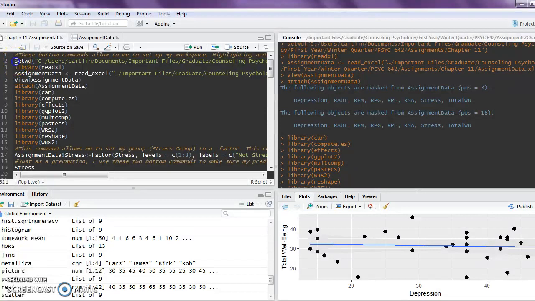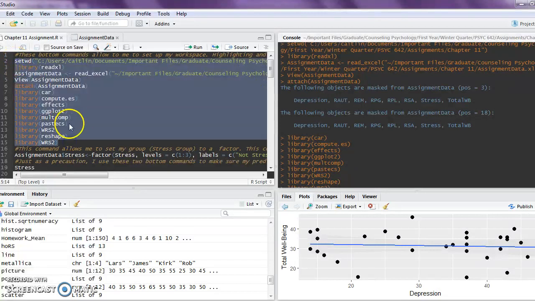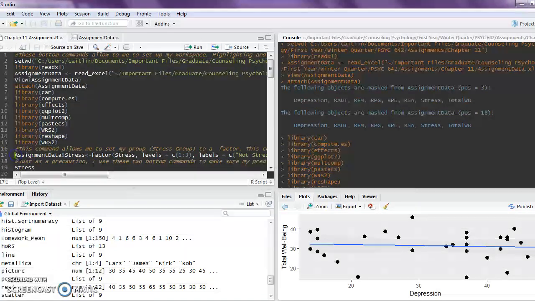So here these commands essentially set up my workspace. They let me set up my working directory, attach the data, and also load the packages for me to use the functions, because that's kind of important. This command allows me to set stress as a categorical factor.